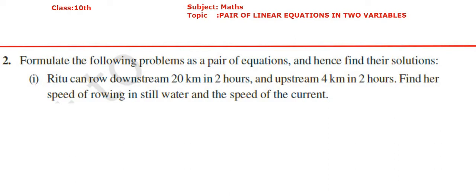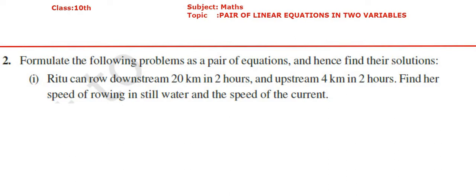Okay. So here they say, formulate the following pair of equations and hence find the solution. Ritu can row downstream 20 kilometers in 2 hours and upstream 4 kilometers in 2 hours. Find the speed of rowing in still water and the speed of the current.